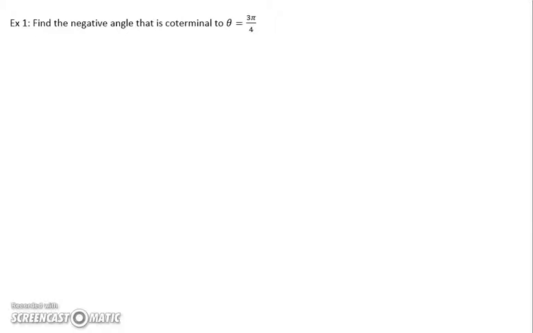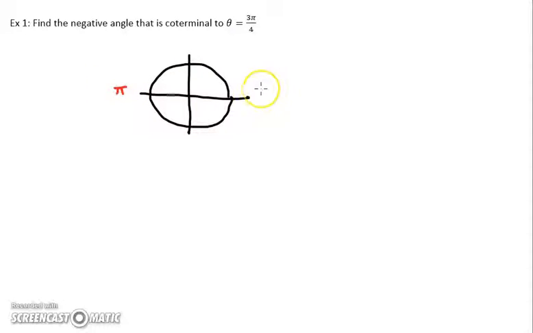So let's think about radians, coterminal angles, and all of that stuff. It says find the negative angle that's coterminal to theta equals 3 pi over 4. So if we think about a circle, we know that pi is halfway around. So pi would be over here if we go this way.